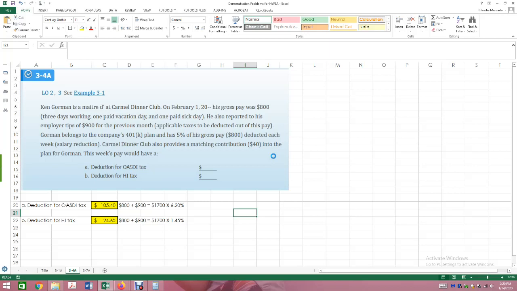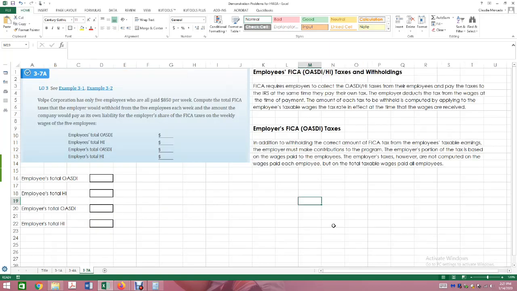I'm back. Okay, and the last problem that we're going to go over, 3.7, says Volpe Corporation has only 5 employees and they all get paid $850 per week. Pretty straightforward. We are being asked to compute the total FICA taxes that the employer would withhold from the 5 employees each week and the amount the company would pay as its own liability for the employer's share of FICA taxes on the weekly wages of the 5 employees.